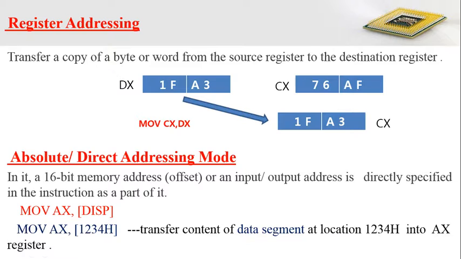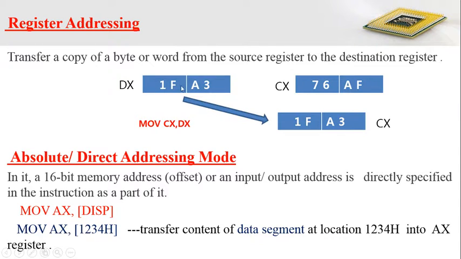Next is the register addressing mode. Here we transfer a copy of a byte or word from the source register to the destination register. In the instruction for a register addressing mode, the data to be transferred is available as register content. So consider this example, MOV CX, DX. That means after executing this instruction, the register content of DX is copied into register CX.